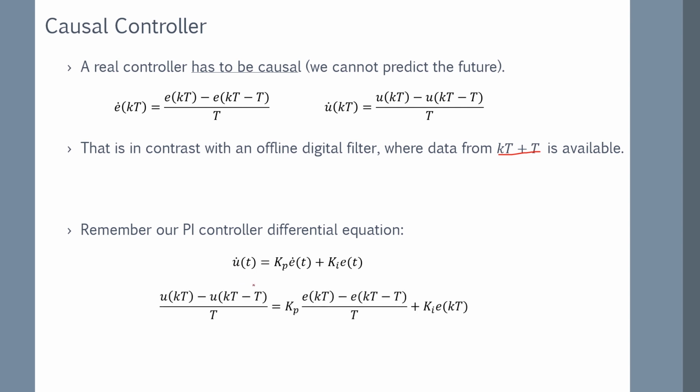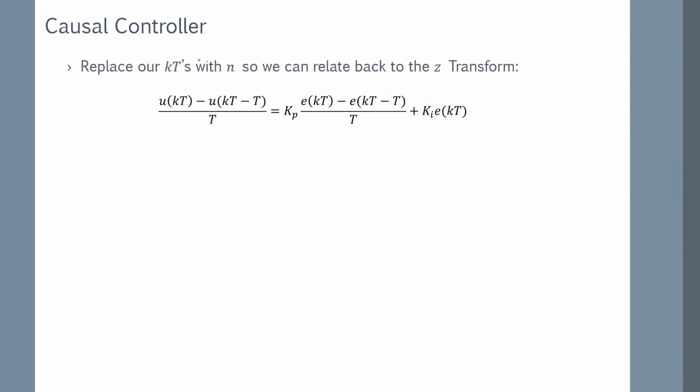So let's go through this. If we use u dot of t, we perform the finite difference on the backwards Euler scheme, and we get u of kT minus u of kT minus T. We do the same here. And for ki, we don't do anything, so we just use the current sample, which is e of kT. We're going to replace these kT by n, just because we want to relate to the z transform. Remember the z transform. So this is the nth sample of u and the n minus 1th sample of u, and similar here and here.